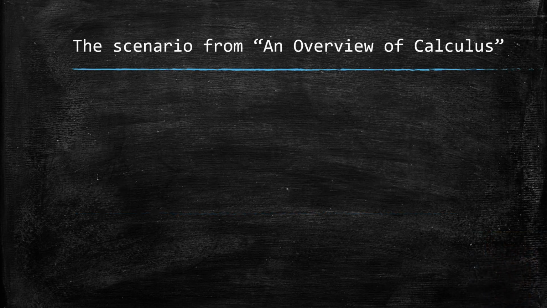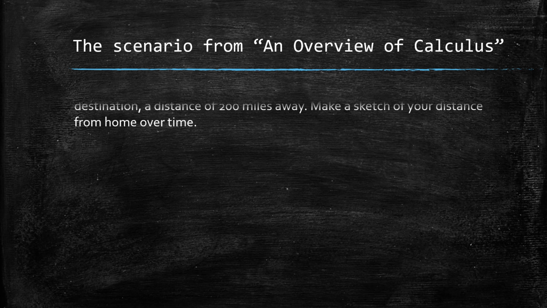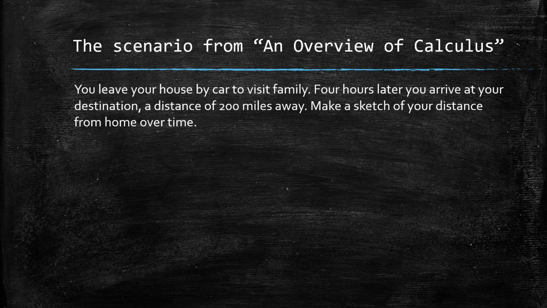So let's kickstart this video by reviewing a scenario from An Overview of Calculus, my very first video in the calculus series. You leave your house by car to visit family. 4 hours later, you arrive at your destination, a distance of 200 miles away. Make a sketch of your distance from home over time. And this is a problem I give to my calculus students on the first day of class.